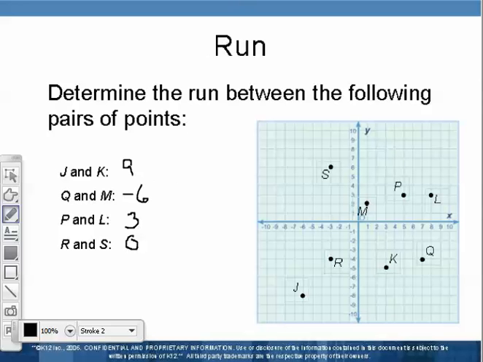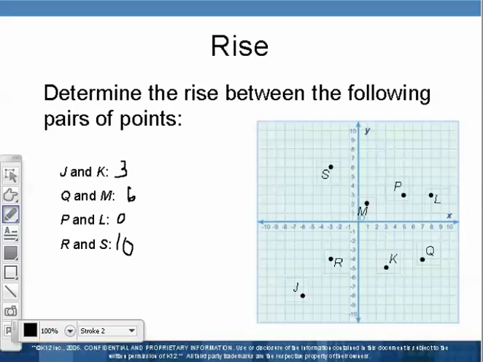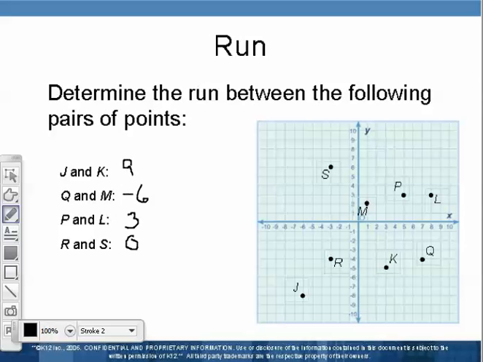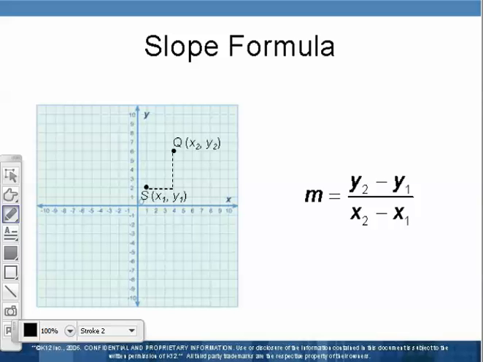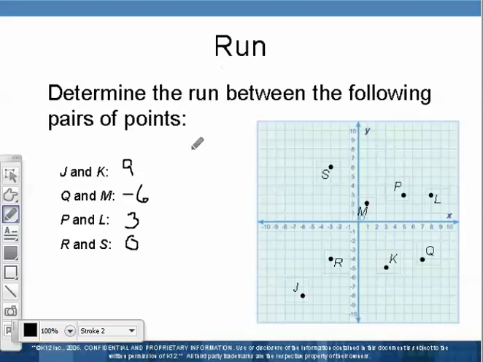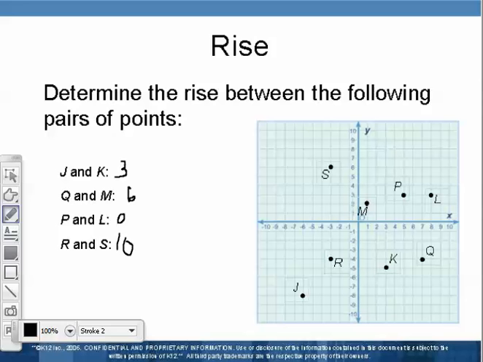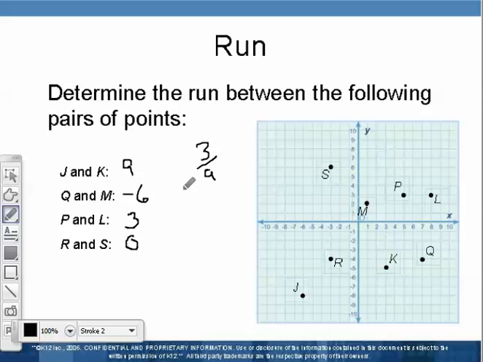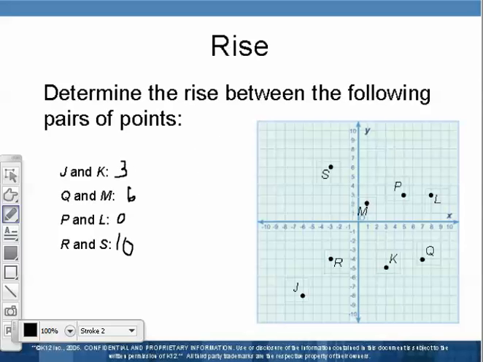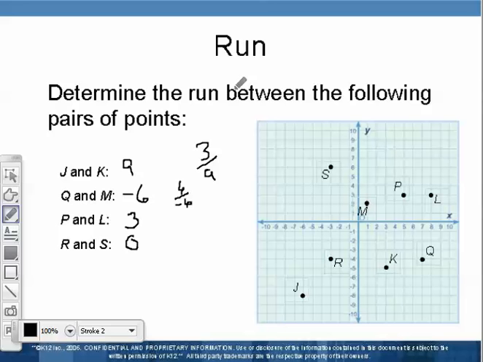So let's put these together. Rise divided by run. So we've got J to K goes 3 up and 9 over. And so my slope for J to K is going to be 3 divided by 9. Okay? Q to M, it goes up 6 and over -6. So it goes 6 divided by -6. P to L, it goes up 0 and over 3. So that would be 0 divided by 3.